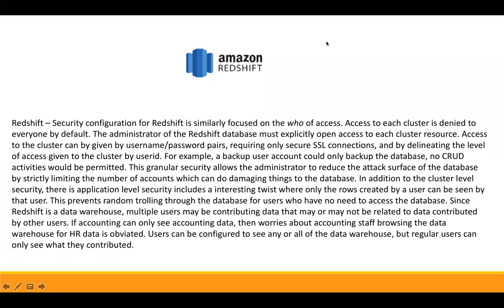So Amazon Redshift, the security configuration for Redshift is similarly focused on the who of access. Access to each cluster is denied to everyone by default. The administrator of the Redshift database must explicitly open access to each cluster resource. Access to the cluster can be given by the username password pair, requiring only secure SSL connections, and by delineating the level of access given to the cluster by user ID.